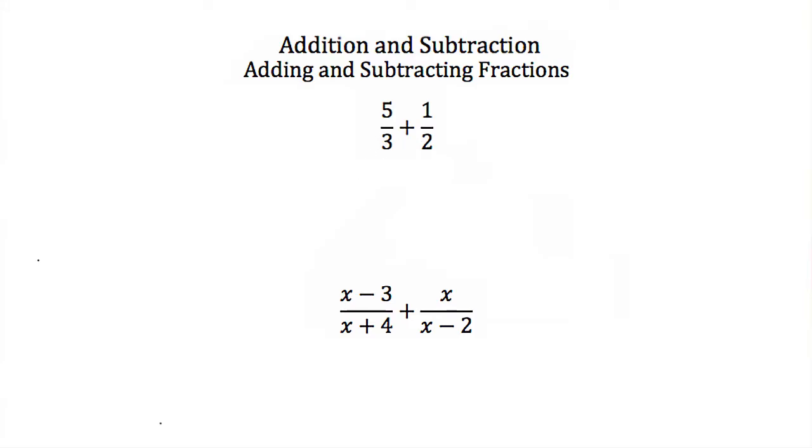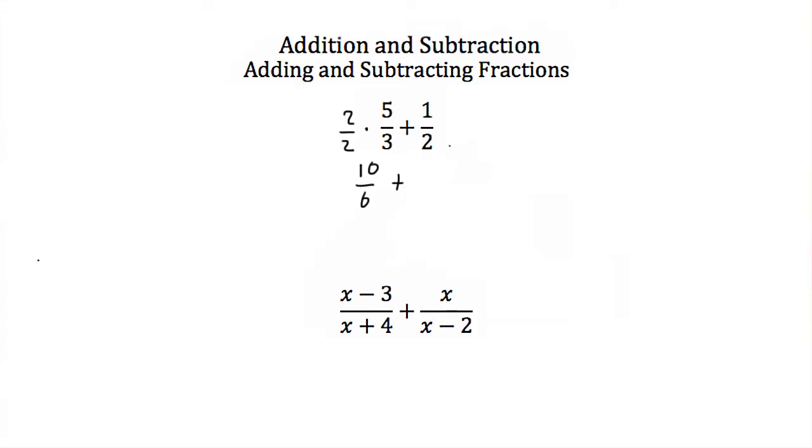common denominator. The lowest common denominator of 5/3 and 1/2 would be 6. So I would have to convert both of these fractions into having the denominator of 6. Now to convert 5/3 into a denominator of 6, I would multiply it by 2 over 2. And I would get 10/6.